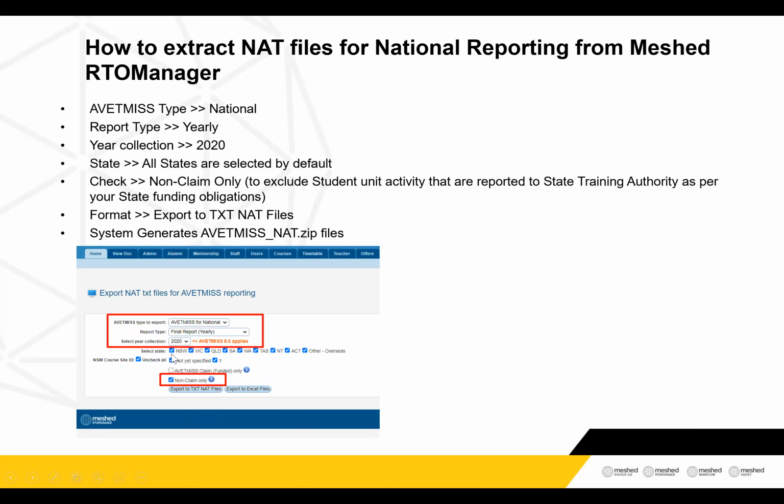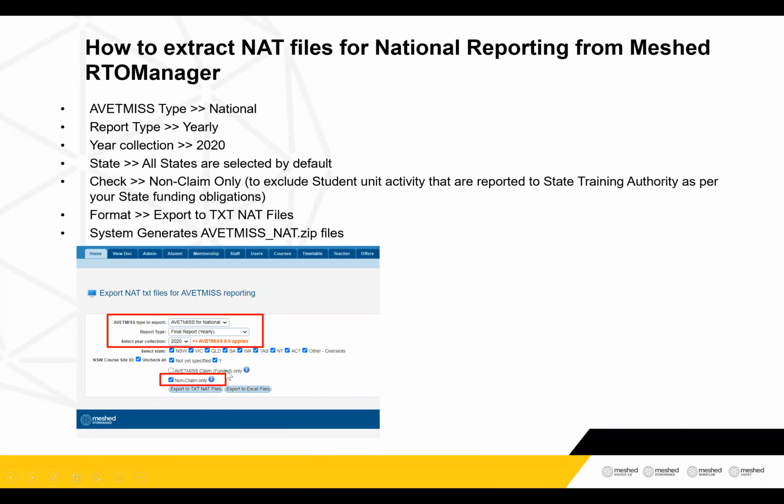System will auto select all the states by default. So if you have delivered your training on different venue, different states, it will be auto selected, and you need to select on non-claim only. So those students who are fee for service all fall under this criteria. If you have funded, then you will be excluding those funded from national reporting.